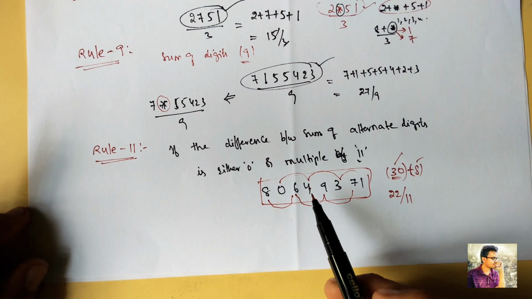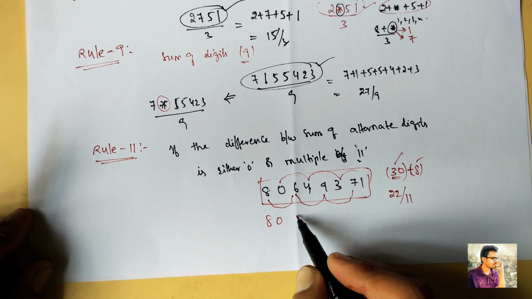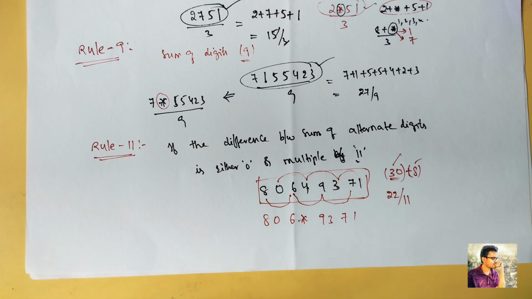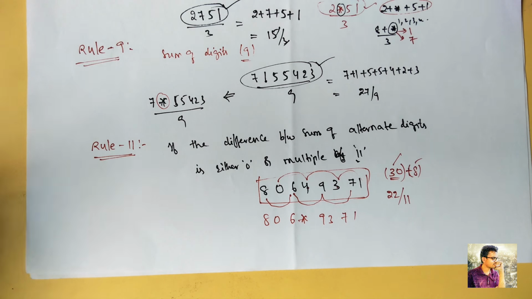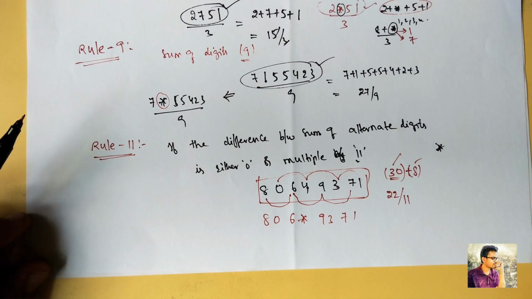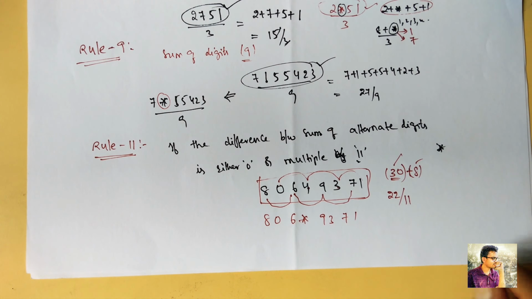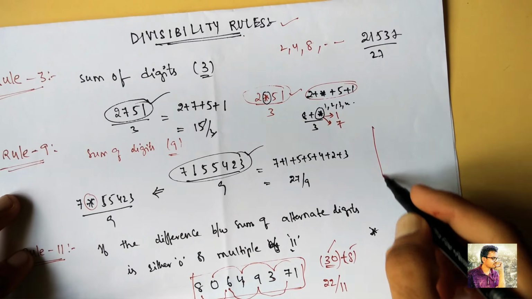And similarly, he might ask, by giving some unknown value, for example 806 star 9371. You do the same method: you add the sum of alternate digits and take the difference, and that should be divisible by 11. Then you assign different values for star to check whether the number is divisible by 11. If it is already given that it is divisible by 11, then assign the value to the star which is suitable for this number.